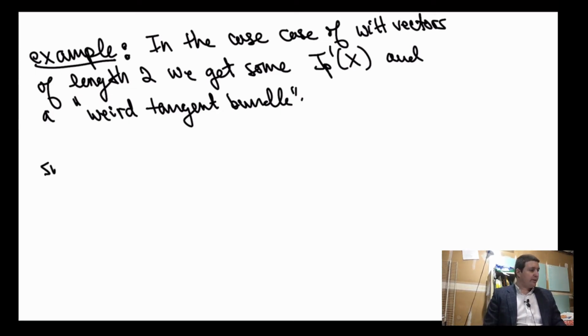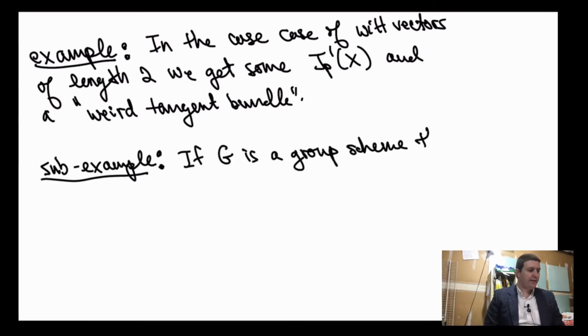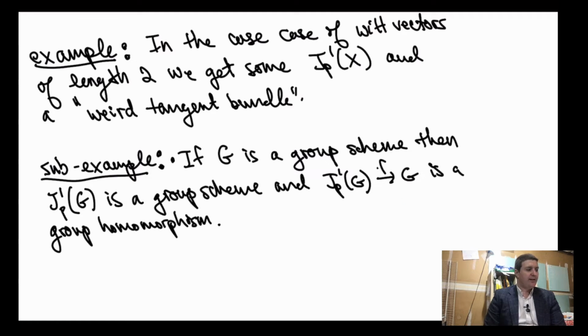So we get some weird tangent bundle. The example here is if I take G to be a group scheme, then the first jet space is also a group scheme, and this map which projects down is a group homomorphism. This is just like if you take the tangent bundle of a group scheme, that's also a group scheme, and the map from the tangent bundle to the group is a group homomorphism. One thing that's interesting is the kernel of this.